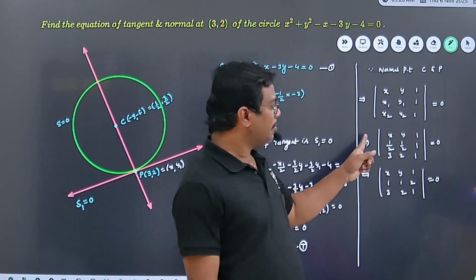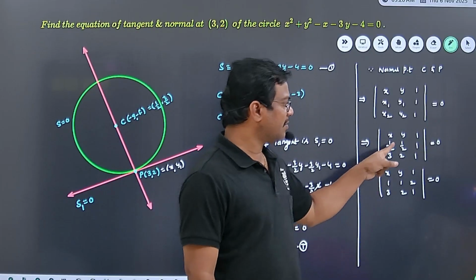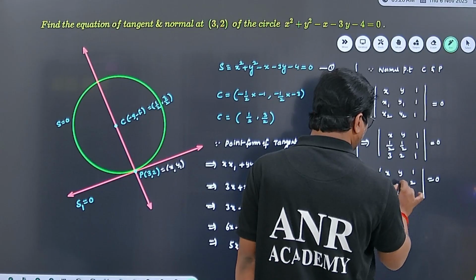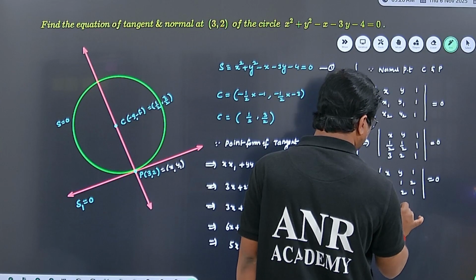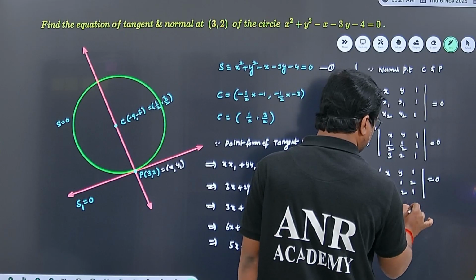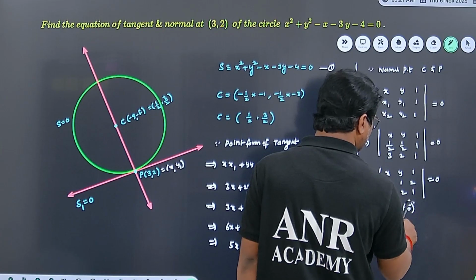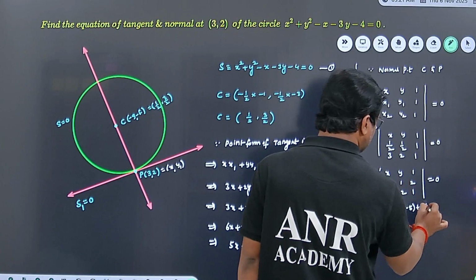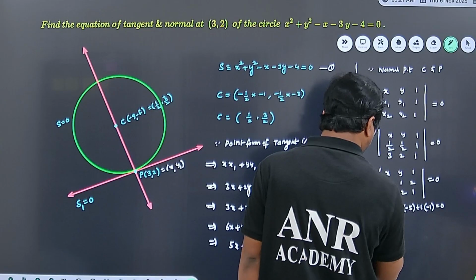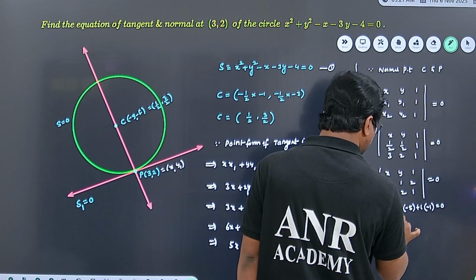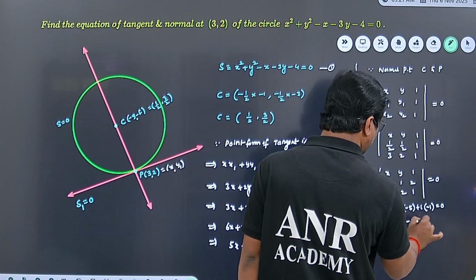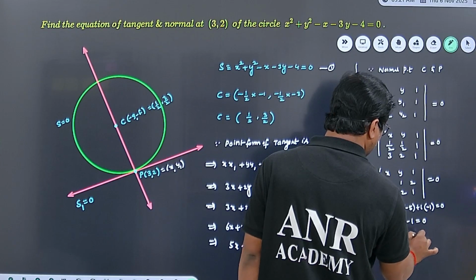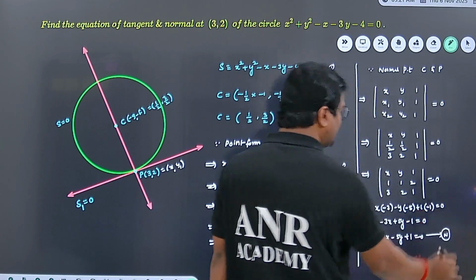Here multiplying the row with 2, it is 1, 3, 2. Now solve this. x into 3 minus 4, minus y into 1 minus 6, plus 1 into 2 minus 9, equal to 0. Implies what we get? Minus x plus 5y minus 7 equal to 0. Or you can write 3x minus 5y plus 1 equal to 0. This is equation of normal.